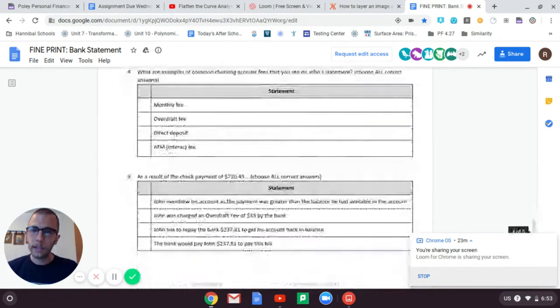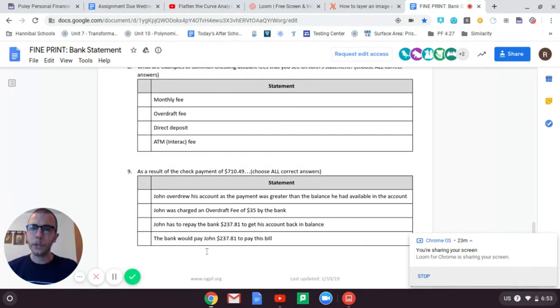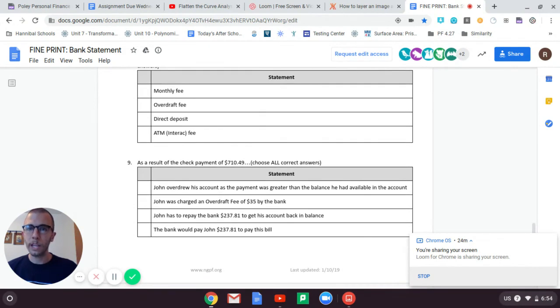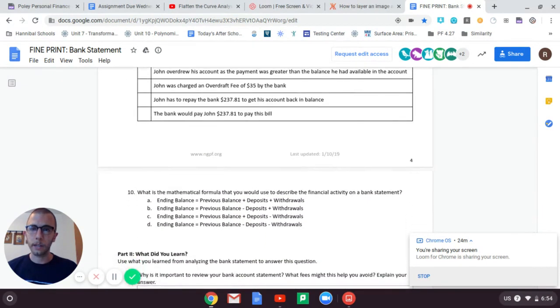Okay, and the last thing, the bank would pay John $237.81 to pay this bill. No. Why would the bank pay John to get him out of the hole if they had nothing to do with that? Right? That just doesn't make sense. But those first 3 options, those are all correct. He overdrew his account. He was charged that overdraft fee because he overdrew his account. And then he has to repay the bank to get back to an even balance. Okay, those first 3 out of 4 are correct.